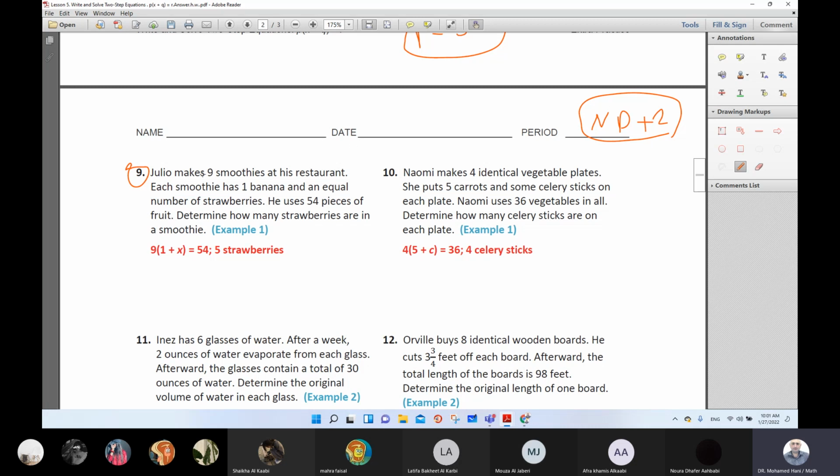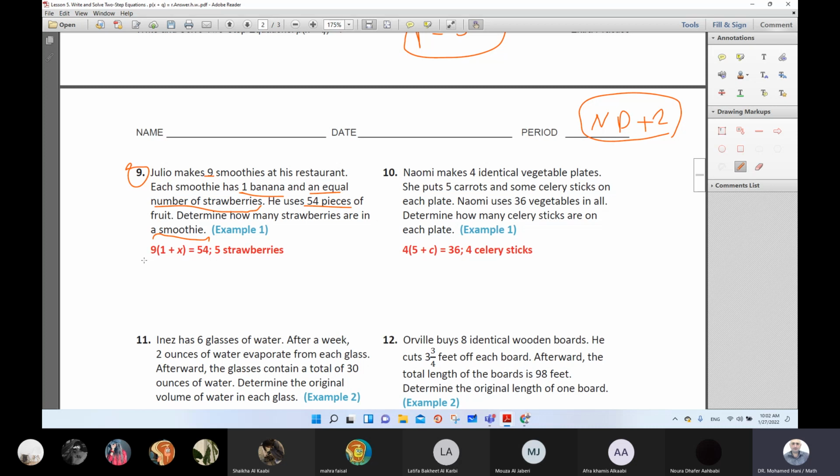So as you see here, makes 9 smoothies. So right here 9, then open parenthesis. Then as you see here has one banana. So right here 1 and means plus an equal number of strawberries. We don't know the numbers. So represent any variable here, for example, x, and uses the total here 54 pieces of fruit. So the total here will be 54. So this is the equation, and we want to solve this equation.